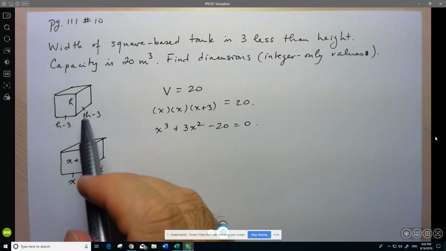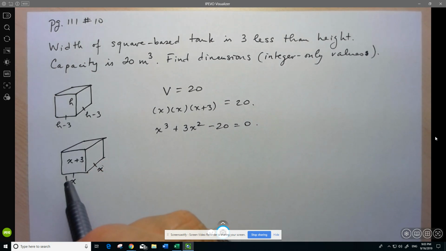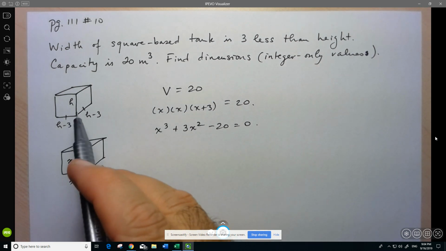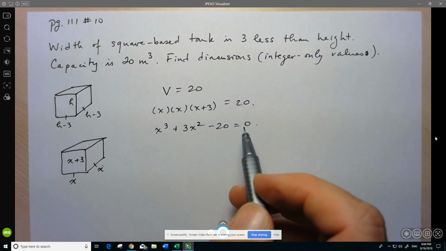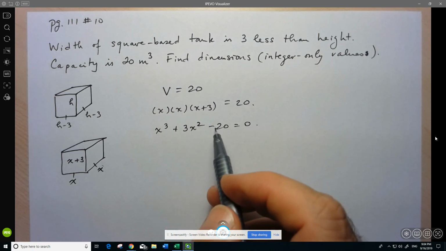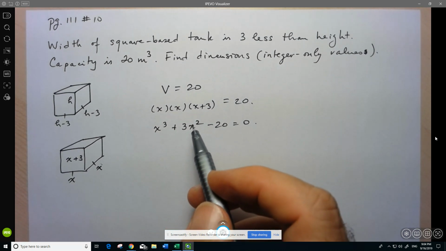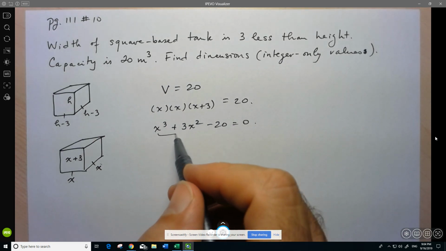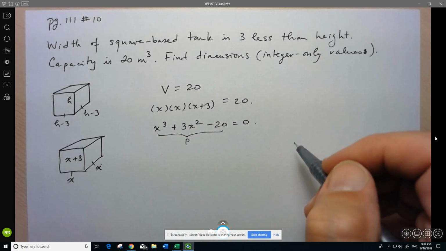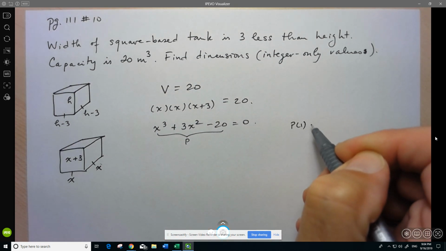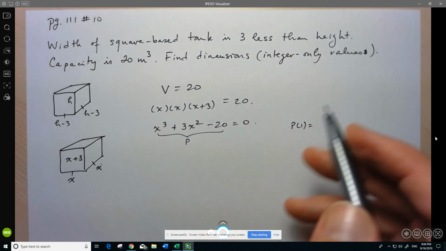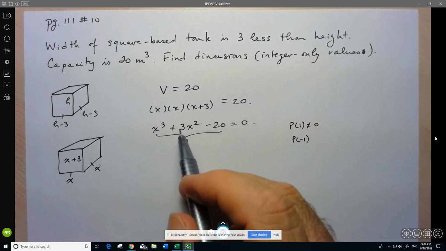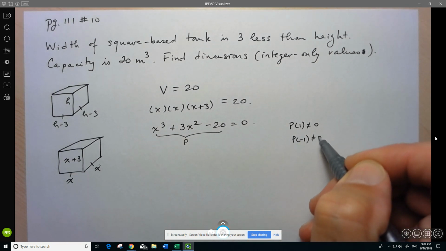You can probably see that this would have been a slightly more complicated expression to expand, but even at that, not that much more. It would have been perfectly fine. Now I take a look at this polynomial equation. It's cubic and doesn't have 4 terms, so grouping is out of the question. I'm going to have to use the factor theorem. I'll call this P and start going through my values. P at 1, definitely not equal to 0. P at negative 1, negative 1 plus 3 minus 20, there's no way that's equal to 0.